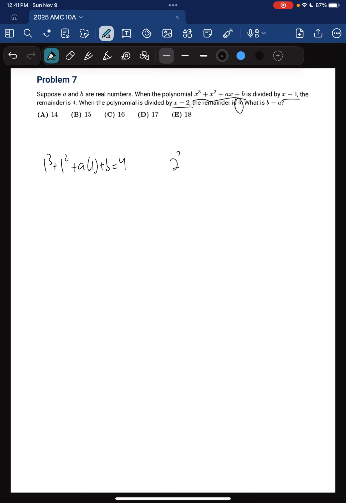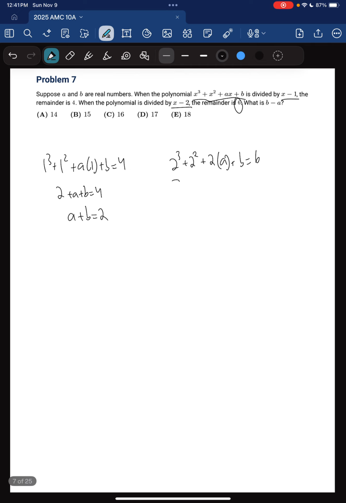So we have 2 cubed plus 2 squared plus 2 times a plus b is 6. So we can calculate both sides. So we have 2 plus a plus b equals 4. A plus b equals 2.